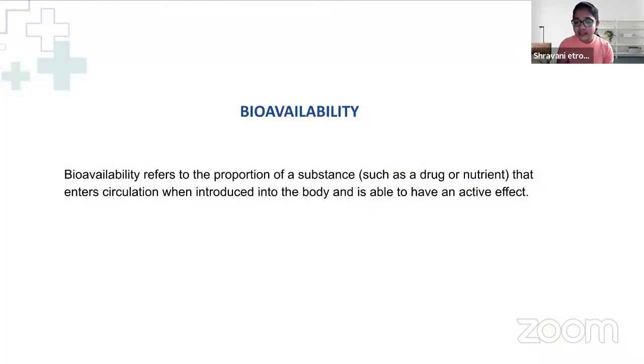Before going into the factors that affect GI absorption, let's learn about bioavailability. Bioavailability refers to the proportion of a substance that reaches the circulation when introduced into the body and is able to have an active effect.